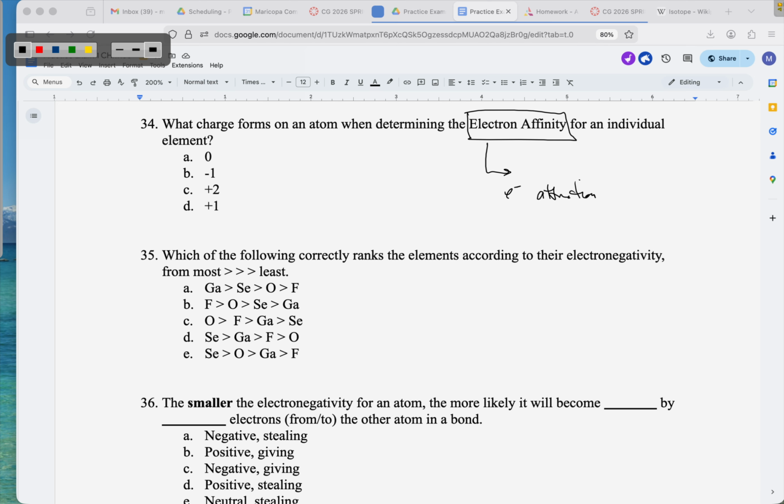What if it was ionization energy? That one comes a little bit harder. Ionization energy is the energy necessary to eject an electron from an atom to the vacuum. Okay, so what happened to the atom? It lost an electron, so it is therefore positive.